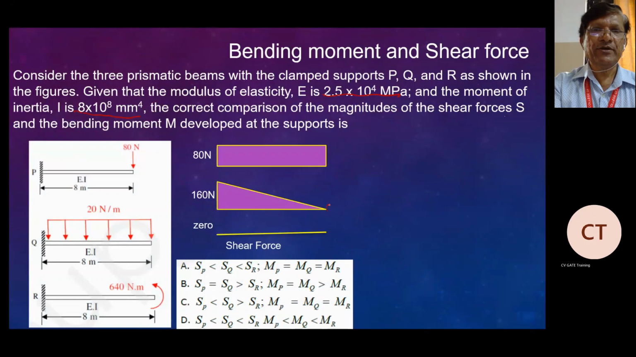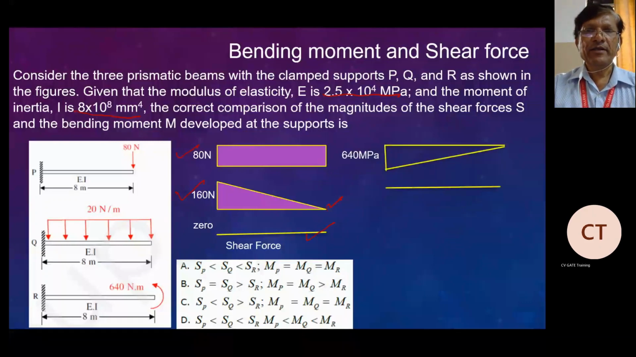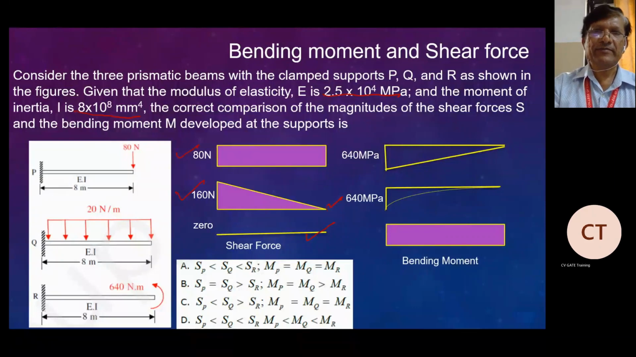This is because a moment is there. Whenever a moment acts at any point of the beam, the shear force will be 0. Then the moment diagram will look like this. First, we have the section here, 80 into 8, that is the moment acting at the fixed end. Here 20 into 8 at a distance of 4, that is also 640. So here it is 640 Newton meter exactly.